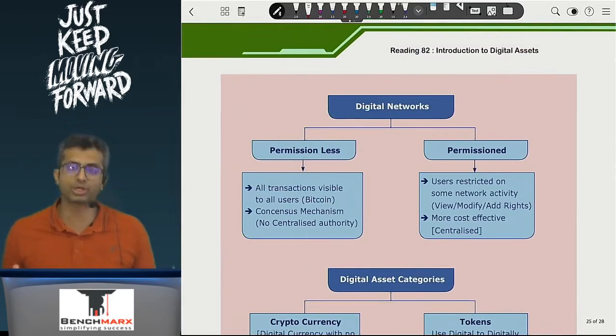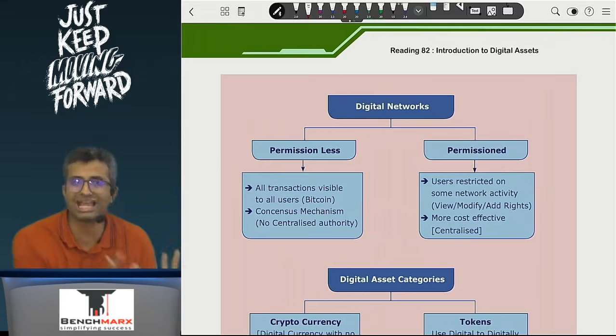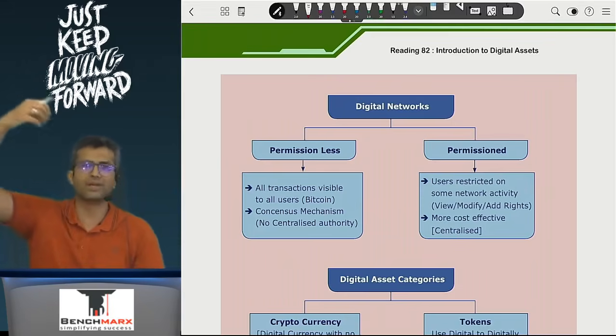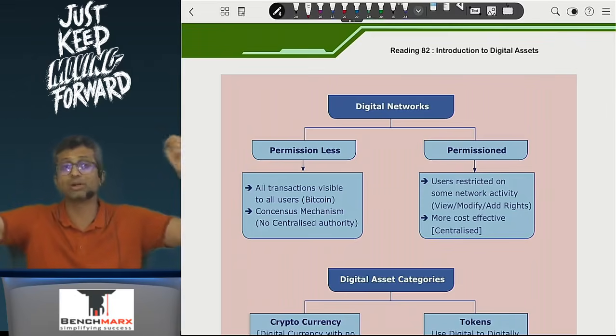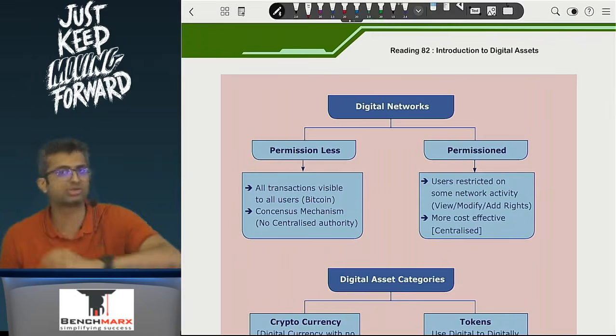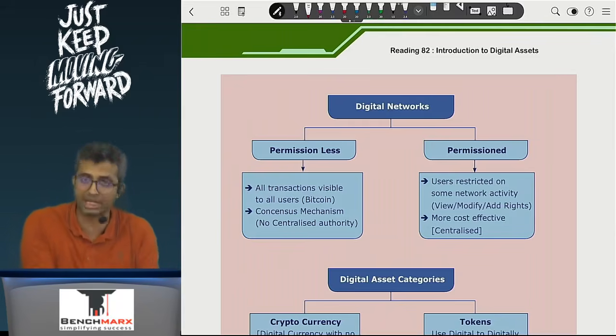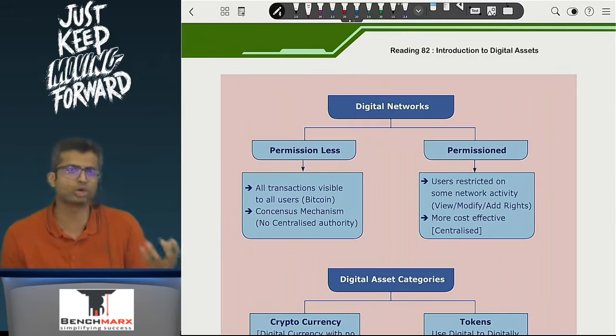These networks are usually decentralized networks, and hence they are mostly permissionless. There is no permission required. Facebook and Twitter are all controlled by one central authority, but Bitcoin is not controlled by anyone, and hence this is largely permissionless. So then how does validation happen? Using a consensus mechanism, that is proof of work or proof of stake.